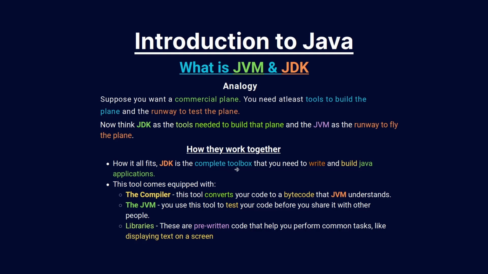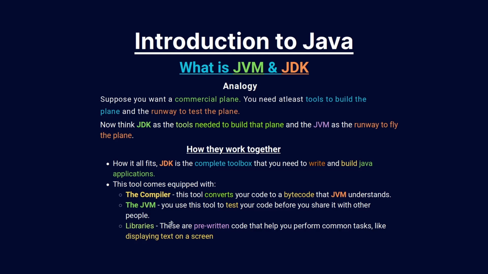JDK is the complete toolbox that you need to write and build Java applications. Now JDK is the toolbox that comes with the compiler, it comes with the JVM, and it also comes with the libraries. If you want to build Java applications, you need this JDK. The compiler compiles your source code to the bytecode, and then the JVM is used to interpret that bytecode to machine code.